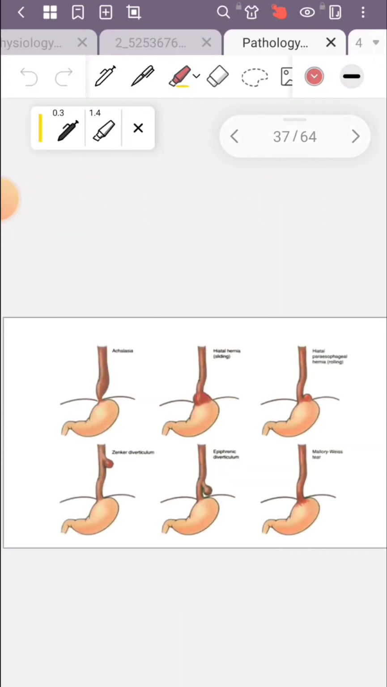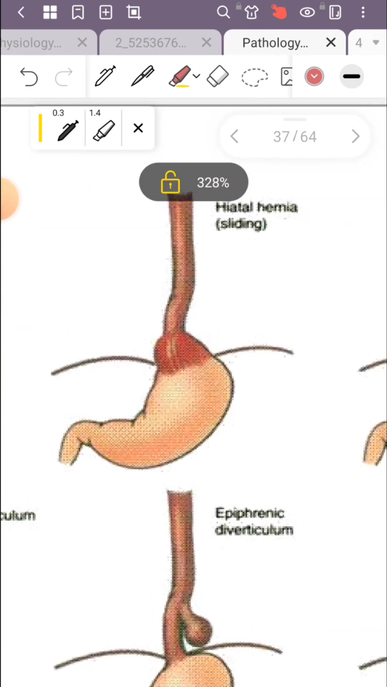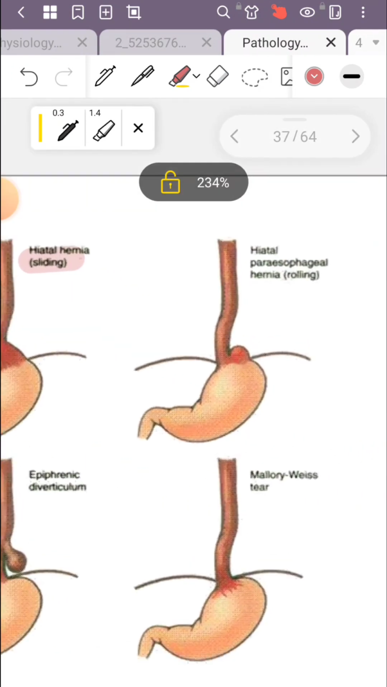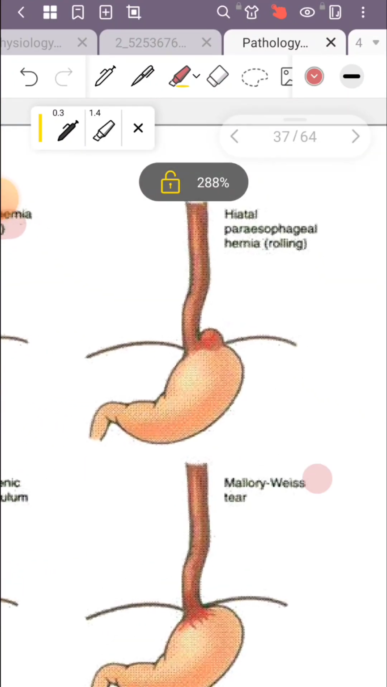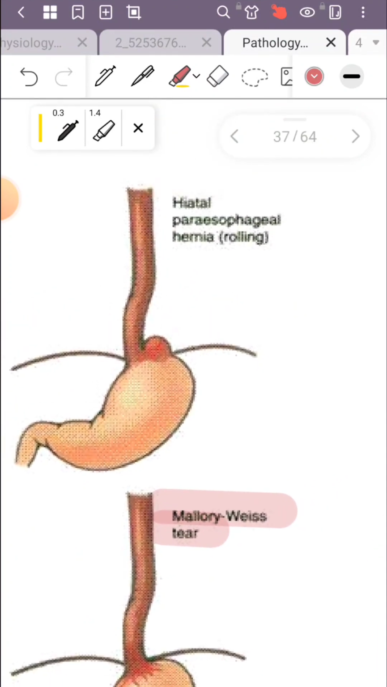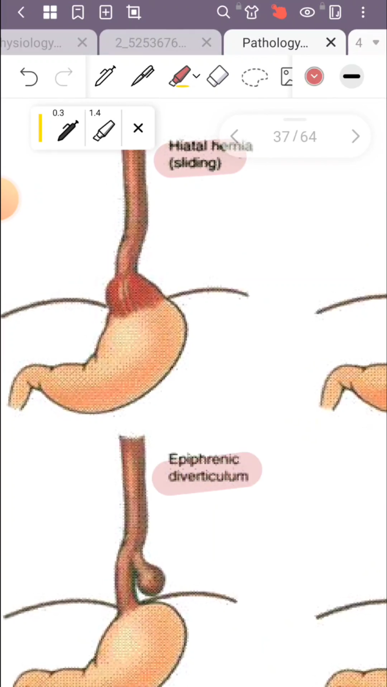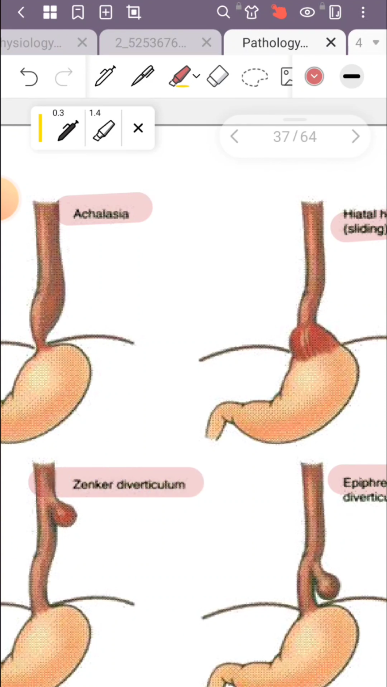This type is achalasia. What is it? Permanent constriction of the lower esophageal sphincter, with increased tone and impaired peristalsis. Hiatal hernia: this is the sliding type, and this is the paraesophageal type, next to the esophagus. And this is the Mallory-Weiss tear, longitudinal, with painful hematemesis and alcoholism. This is the diverticulum types: this is the upper diverticulum and this is the lower diverticulum. We said this one is pulsion and this one is traction.